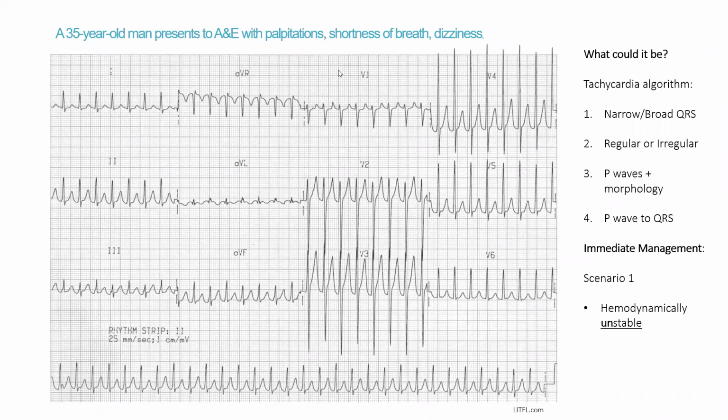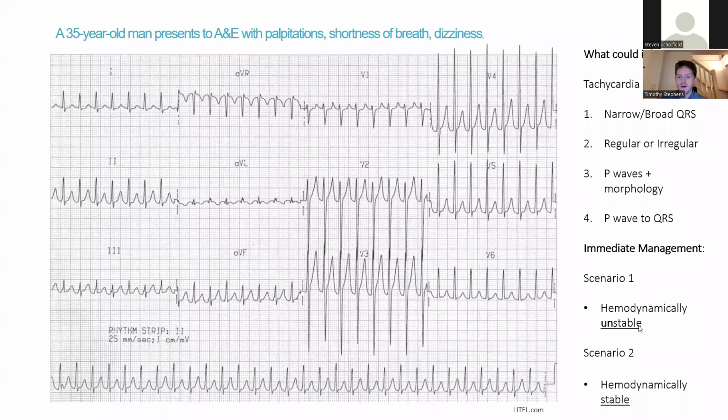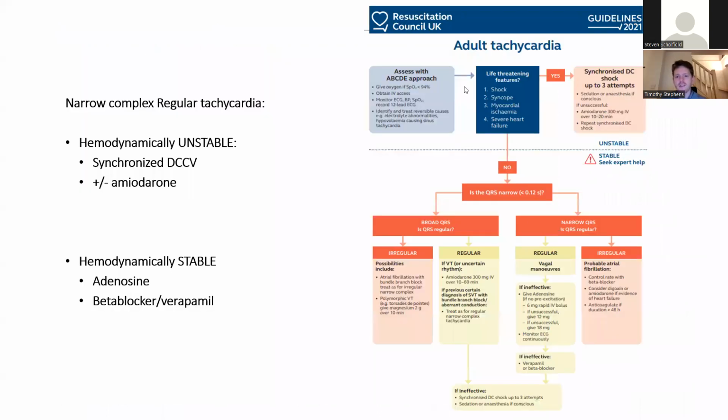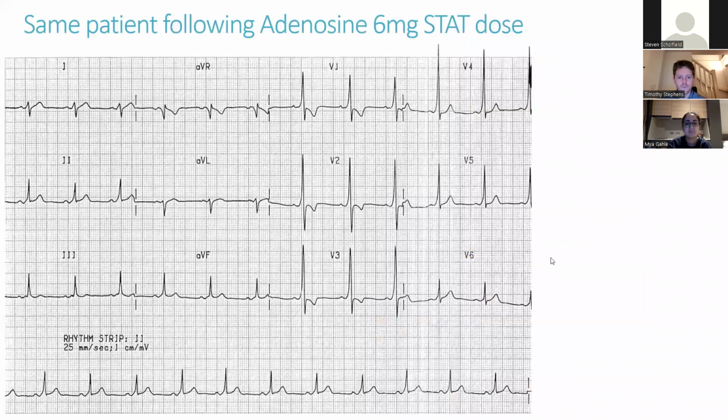Now, if this patient was unwell, hemodynamically unstable or stable, we're going to look at our ALS algorithm. If they're unstable, you're going to shock them. Otherwise, you're going to proceed down to our QRS. It's narrow and it's our regular tachycardia, so we're going to do our vagal maneuvers before.